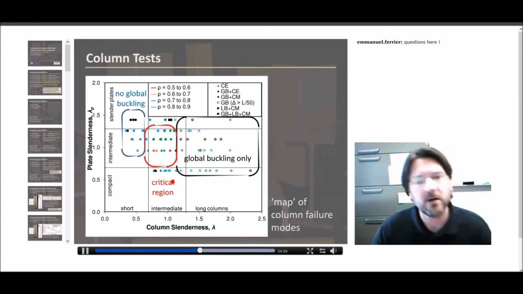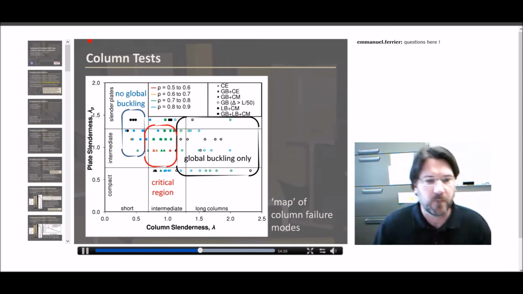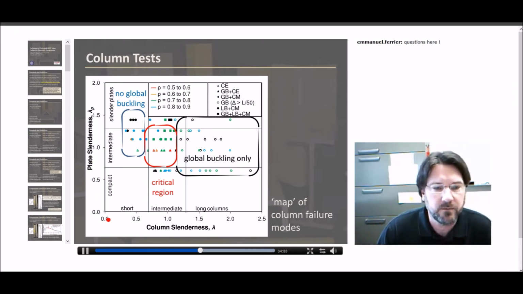And so if we take all of our data and group it into families, we map it on this same kind of plot that we showed before, where we have the column slenderness going from very short columns to long columns across the bottom, and the plate slenderness vertically from compact plates to slender plates. We end up with groupings of behavior. And so very short columns, intermediate slender plates, we really don't see any global buckling behavior. It's governed by local buckling behavior.